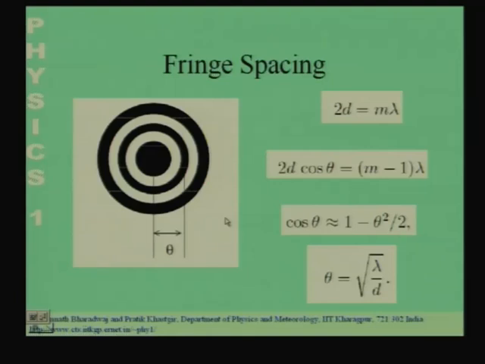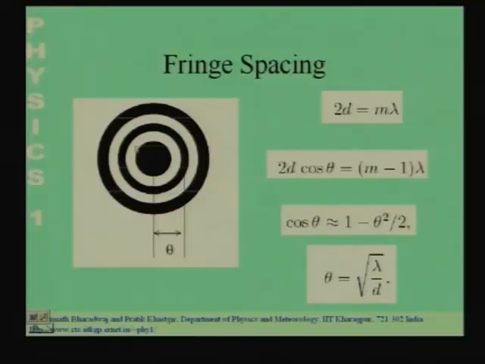Next, let us ask the question, what is the fringe spacing? I have already told you that in the Michelson interferometer experiment, you will get circular fringes. Suppose we adjust the two arm lengths in such a way that the difference between the two lengths gives me a dark spot at the center of the field of view. The two waves which arrive from the two arms, the phases exactly cancel out at the center of the field of view. So, we have a dark spot at the center.